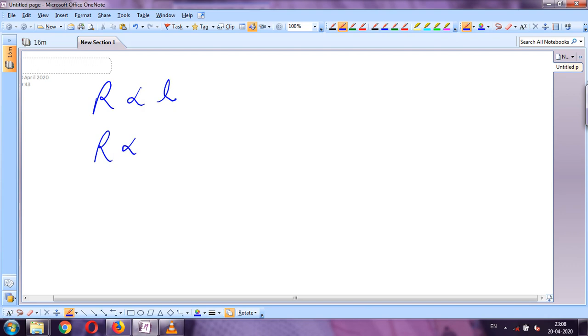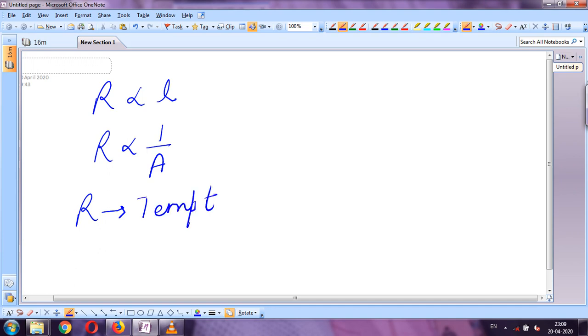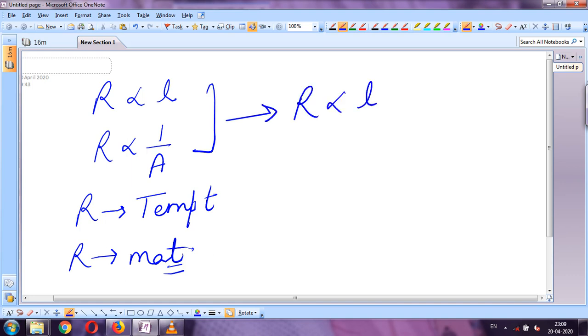Resistance depends on length of conductor, resistance depends on area of conductor, resistance depends on temperature. Okay, and what was the fourth thing? Resistance depends on material of the conductor. On all these factors it depends. Out of these, if you take these two factors, what can you write? You can write that R is proportional to L upon A.